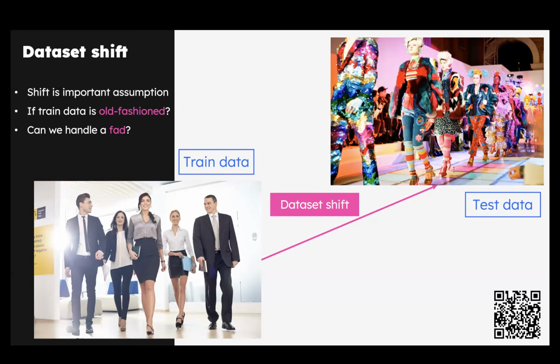For example, if training data is old-fashioned or traditional, how can we handle a fad or temporary trend? All these problems are treated as distribution shifts or dataset shifts. Then our aim is to tackle the set matching problem under the distribution shift assumption.